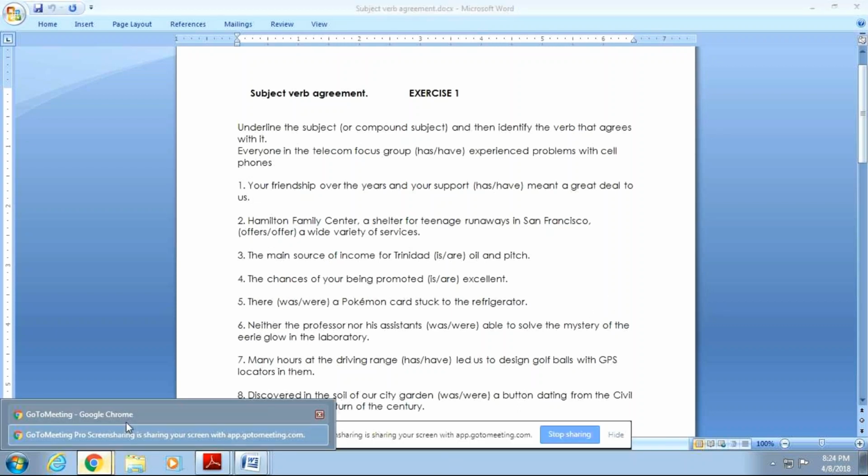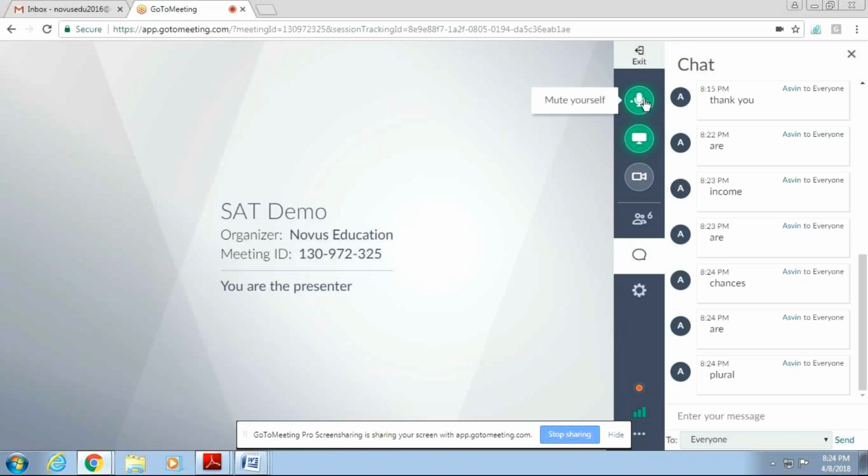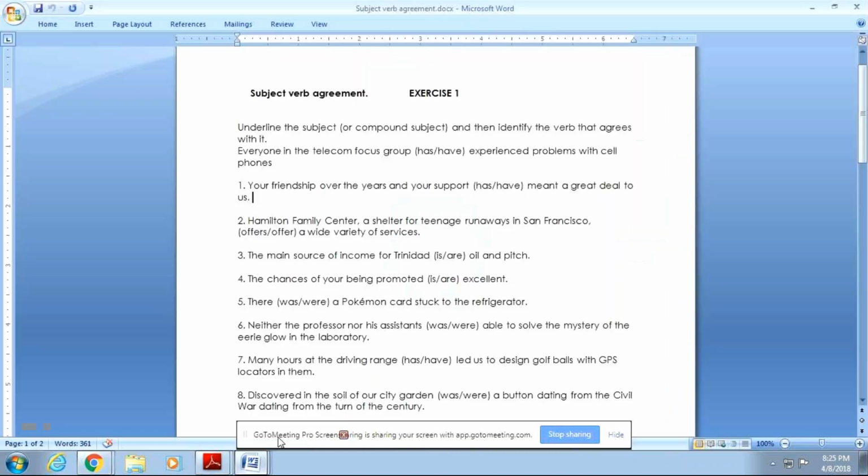Hello? Sorry, guys. Yeah. And here, chances is the right subject, and the appropriate verb is are. The chances of you being promoted are. Absolutely correct, Ashwin.